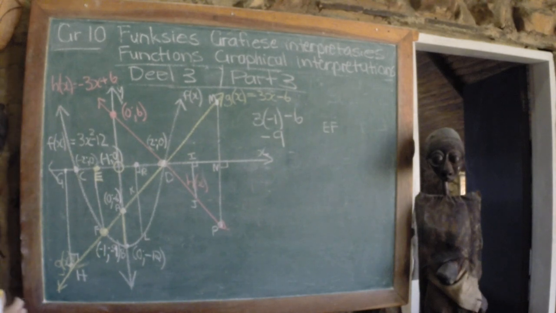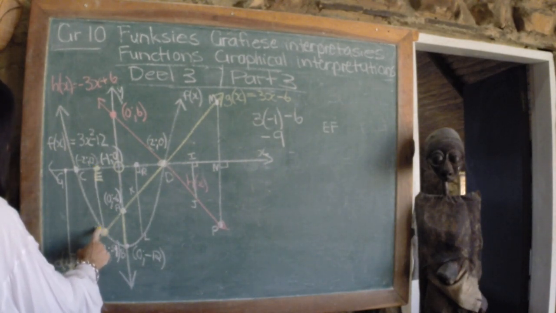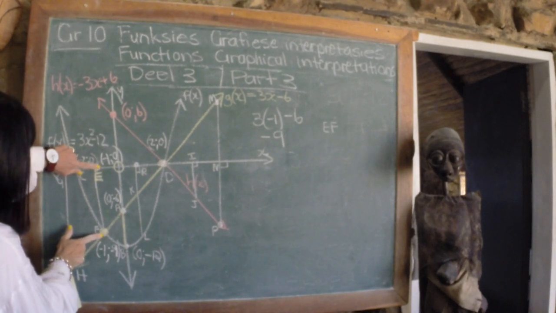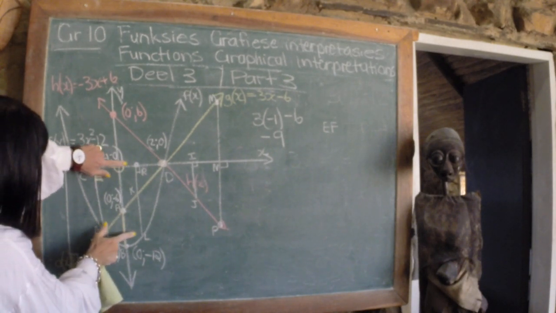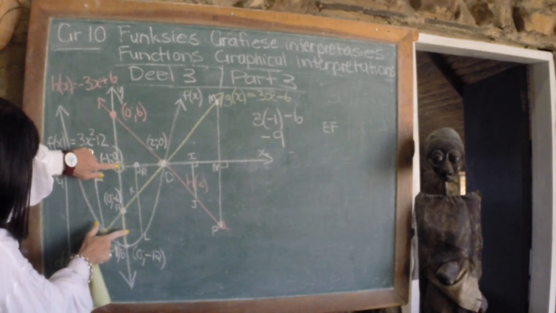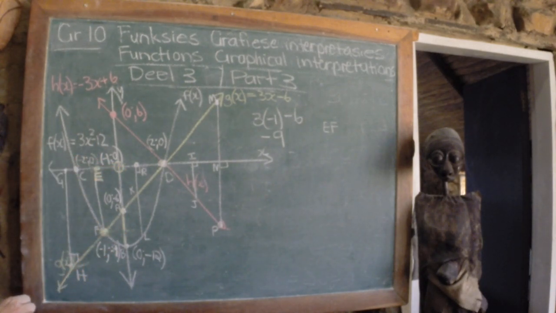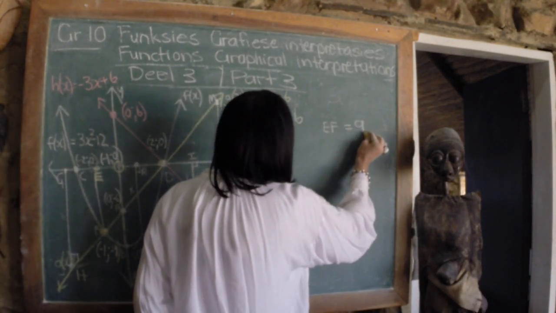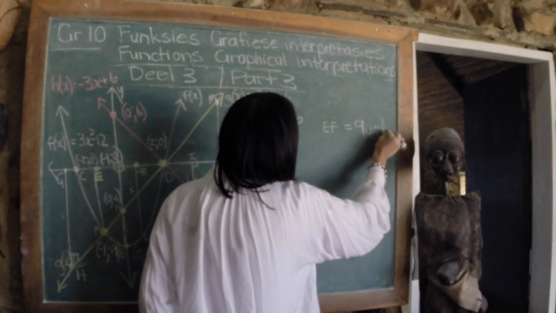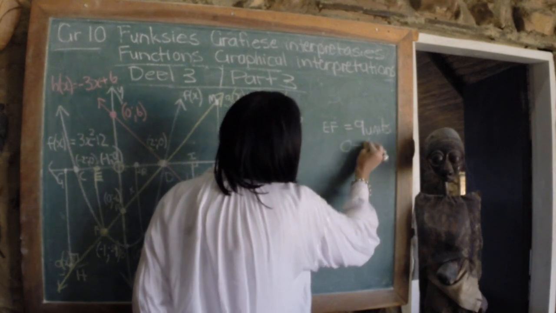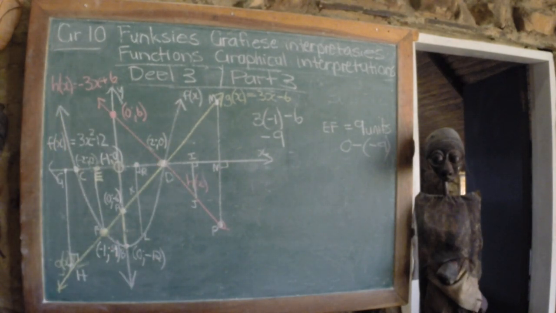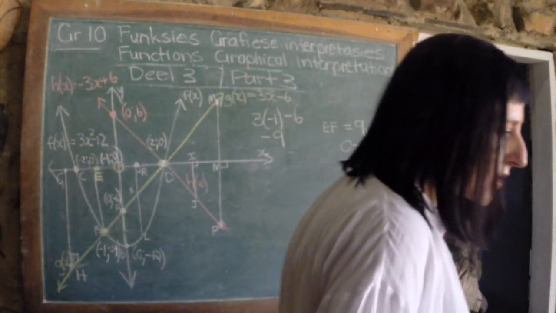Lengte van EF is van daar tot daar. En dit is daai y-maatjie wat ek uitgewerk het. Remember, if you measure vertical lines, you measure it on the y-axis. So hoe lank is dit van daar tot daar? Kan nie negatief wees nie. It must be positive. So the length of EF is 9 units. Want dis 0 minus minus 9. And that gives me plus 9 units. That's the length.